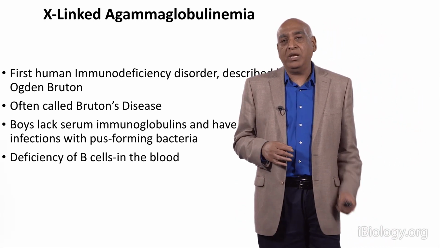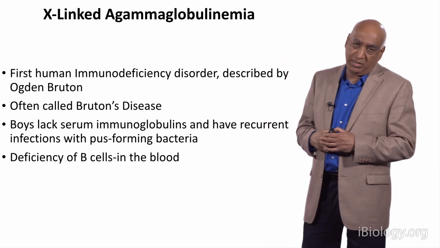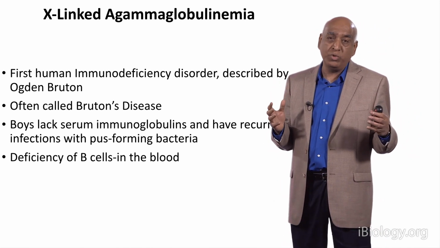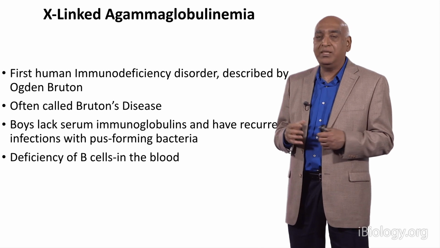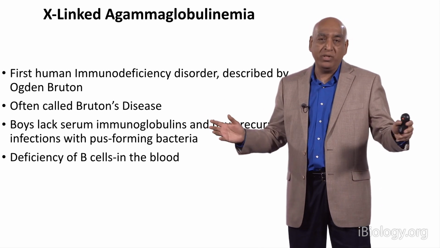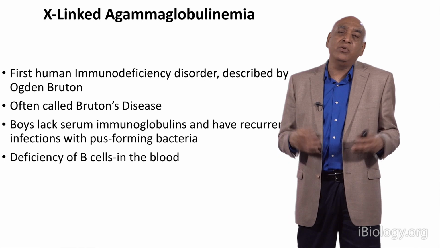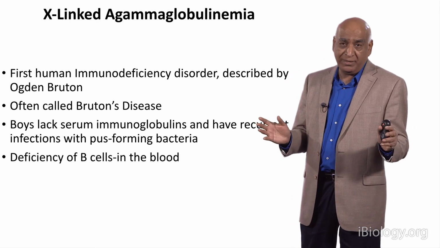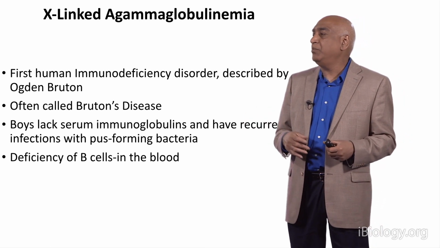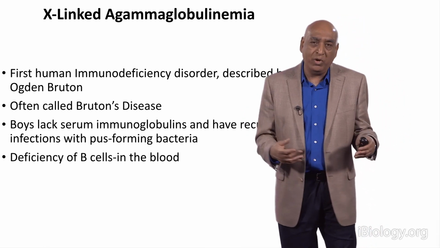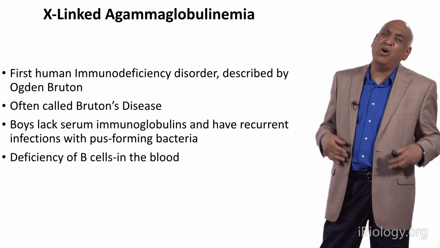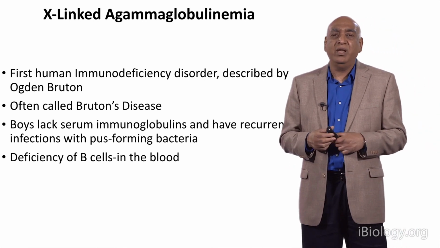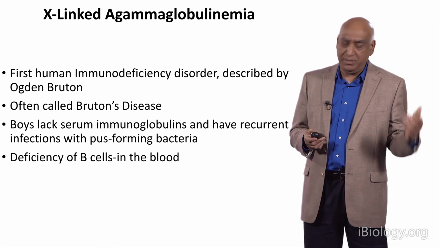So there's a disease called X-linked agammaglobulinemia. It's the first human immunodeficiency described. It was described by Colonel Ogden Bruton in 1952. These were boys who had no antibodies, and it was later discovered they had no antibodies because they had no B cells. In 1952, we didn't know about B cells, but we knew they had no antibodies. They get a lot of pyogenic infections with pus-forming bacteria, and they don't have B cells in the blood.